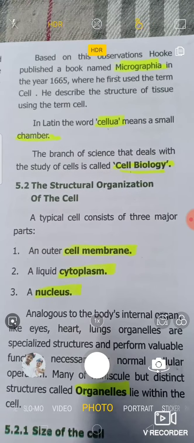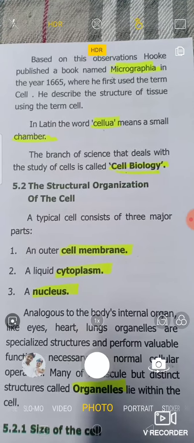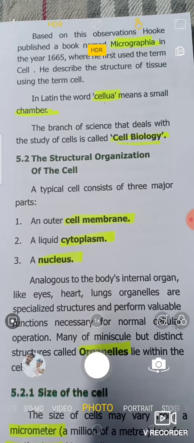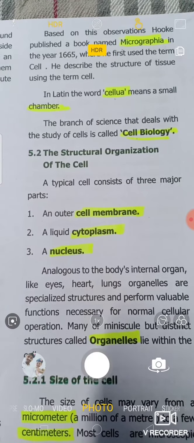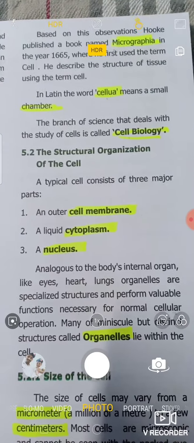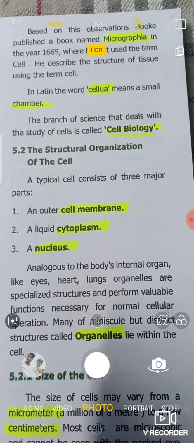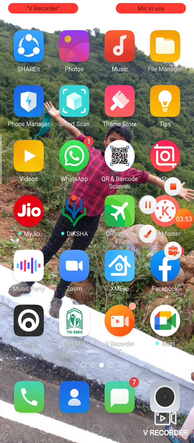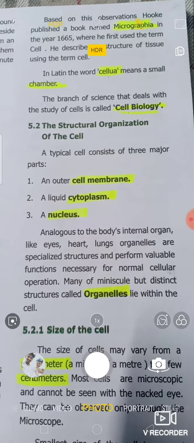The branch of science that deals with the study of the cell is called cell biology. Now let's see the structural organization of the cell. There are three major cell parts: an outer cell membrane, a liquid cytoplasm, and a nucleus. Analogous to the body's internal organs like eyes, heart and lungs, organelles are specialized structures that perform valuable functions necessary for normal cellular operation. Many such distinct structures, called organelles, lie within the cell.